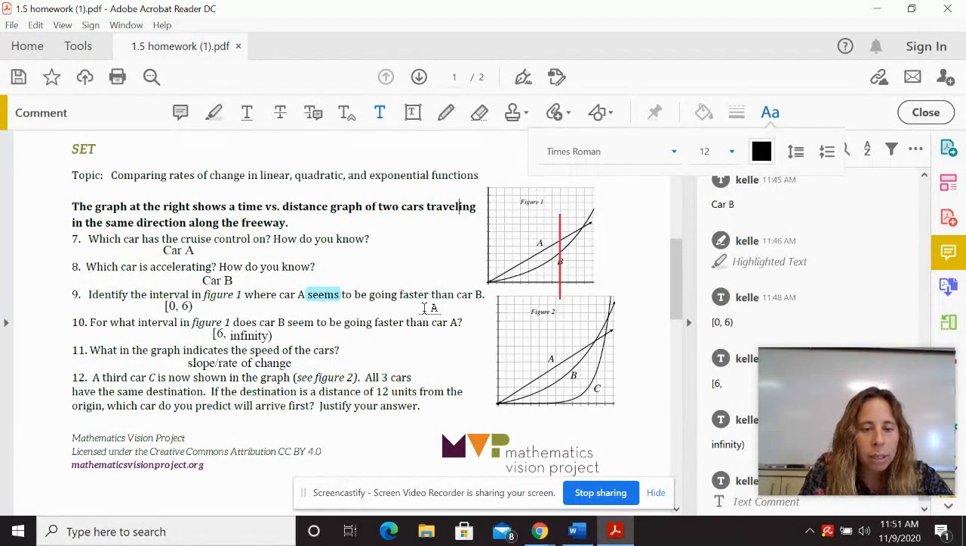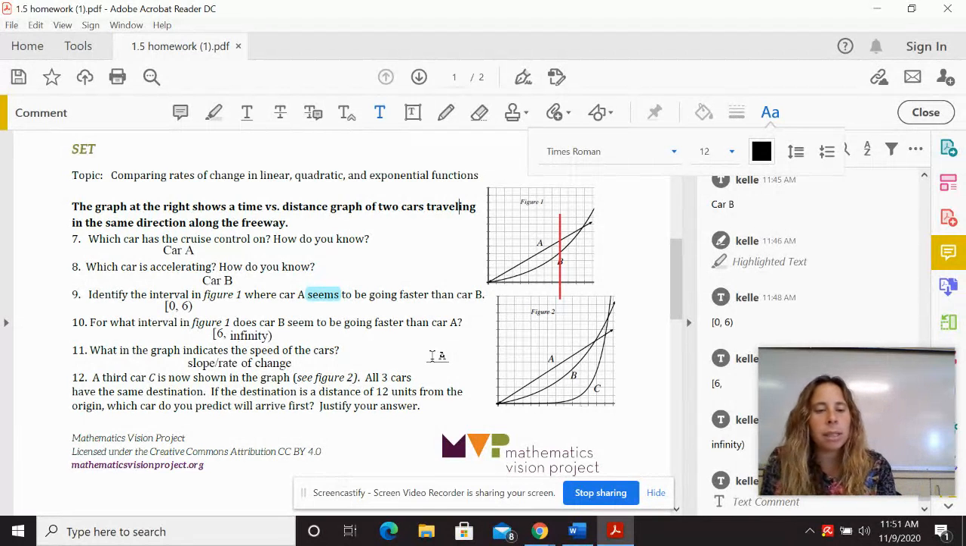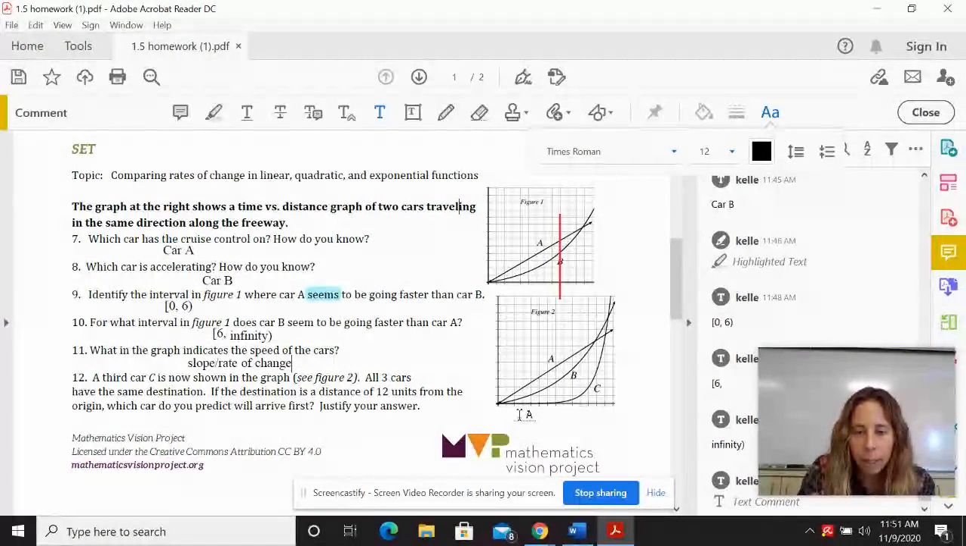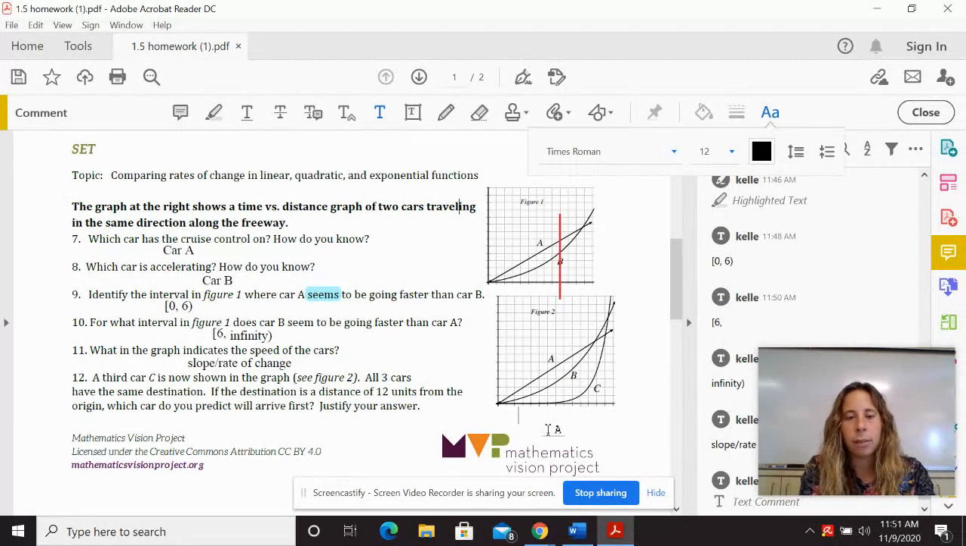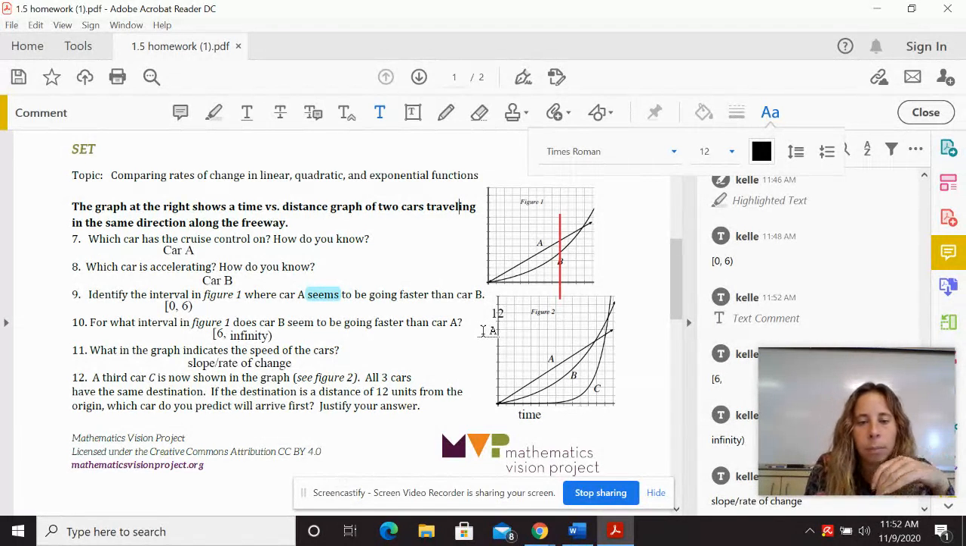Okay, number 12. A third car is now shown in the graph. All 3 cars have the same destination. If the destination is a distance of 12 units, which car will arrive first? Okay, so remember, down here is time, all right, and then here is distance. So a distance of 12 units. 1, 2, 3, 4, 5, 6, 7, 8, 9, 10, 11, 12. Okay, I think it's this one. Oh, that's 12. Which car gets to that one first? Let me draw a line.